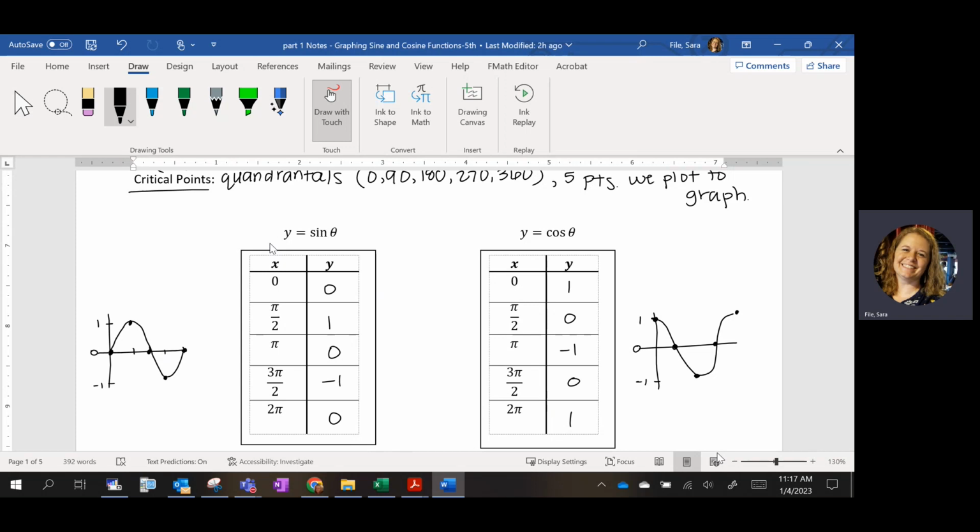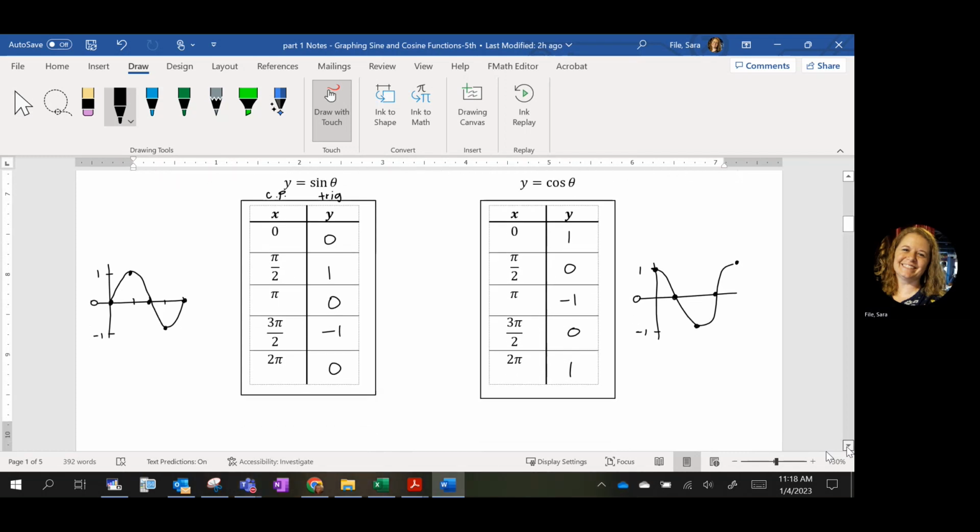I'm always going to label these columns. The column with these 5 angles, I'm always going to label CP, because those are the critical points. And then the column to the right of that, I'm always going to label the trig column, and that's either going to be the sine or cosine values. It's going to be these 1s and 0s. Okay, so far so good?